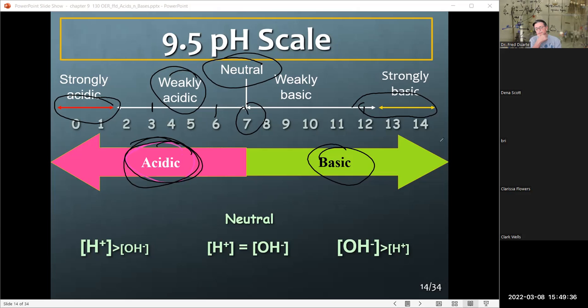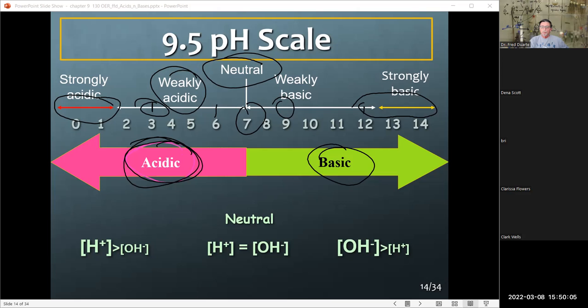Something like liquid plumber runs around 12-ish, okay, very strongly basic. And then milk of magnesia, like magnesium hydroxide, could be somewhere in the region of, say, 9-ish, okay? And then weakly acidic vinegar runs around 3. A lot of coffees and soda pops are around a little bit higher, okay? So that is a scale from 0 to 14.